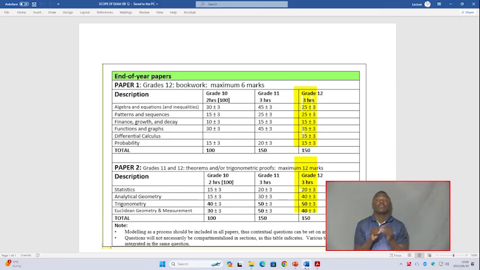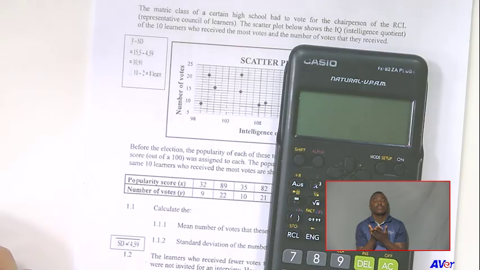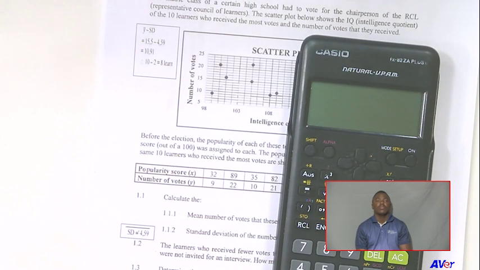Bookwork. All right. So that is the scope of the work. I'm sure that if you really put a lot of effort into it, you will be able to achieve your goal. Right. Let's look at statistics grade 12.